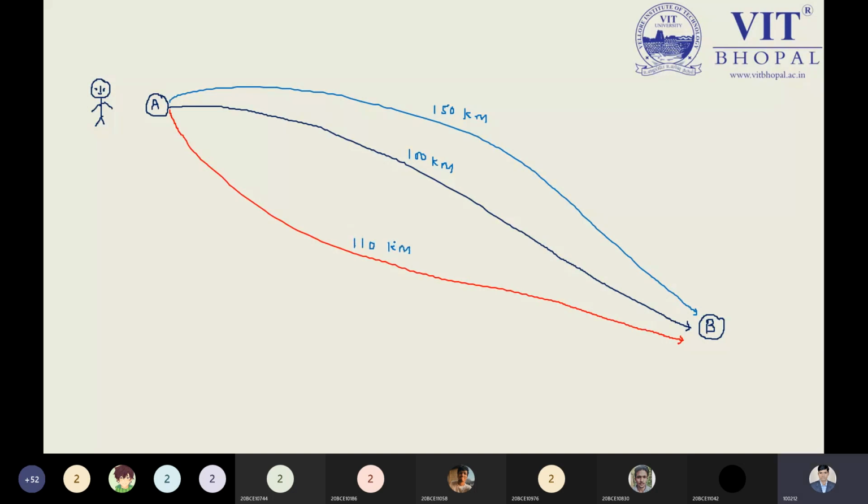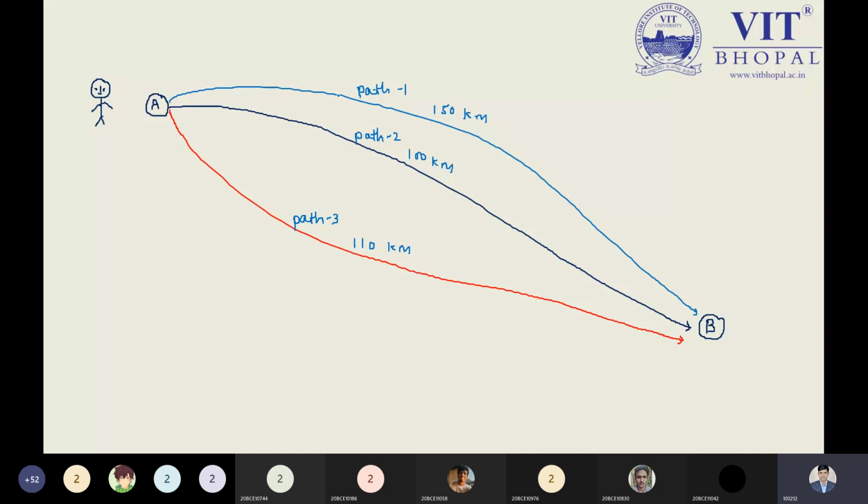So from this you have a very simple concept in your mind: I must go by the 100 kilometer path because I can save my time and fuel. You can save energy, time, and cost. So you will choose this 100 kilometer path. I can give names here: this is path one, this is path two, and path three.